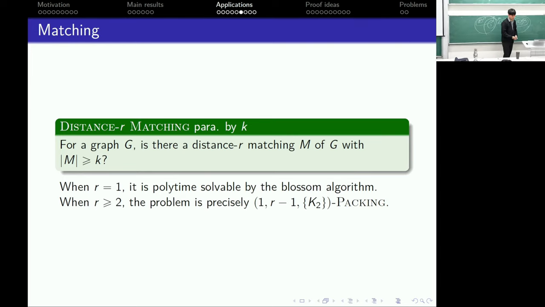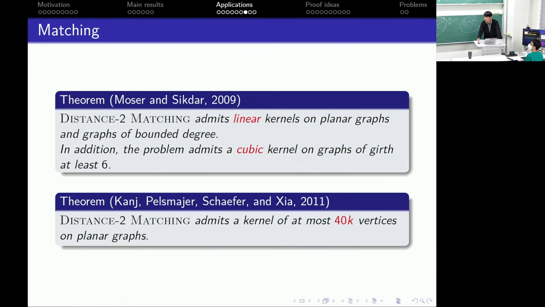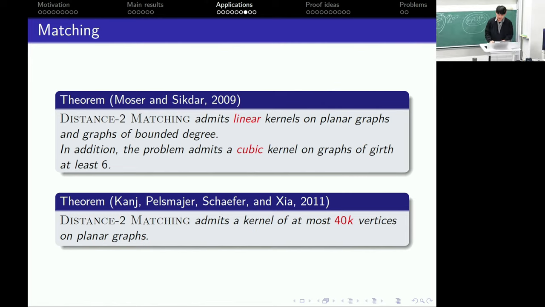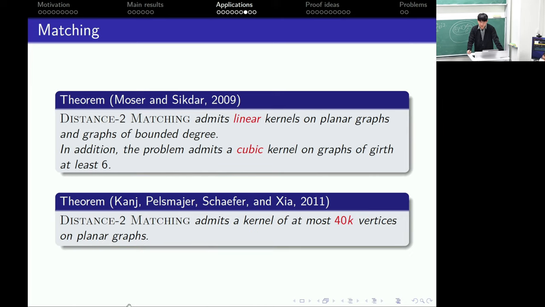There is also a lot of literature studying this problem. For small R, Moser and Sikdar show that this problem has a linear kernel on planar graphs, a cubic kernel on graphs of girth at least six, and also a linear kernel on bounded degree graphs. And Kanj et al. improved this kernel by dropping the constant to 40.